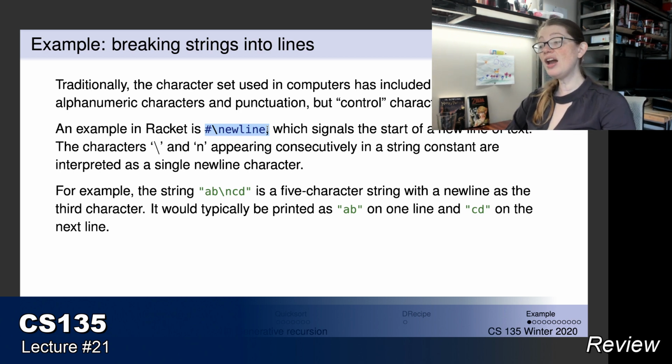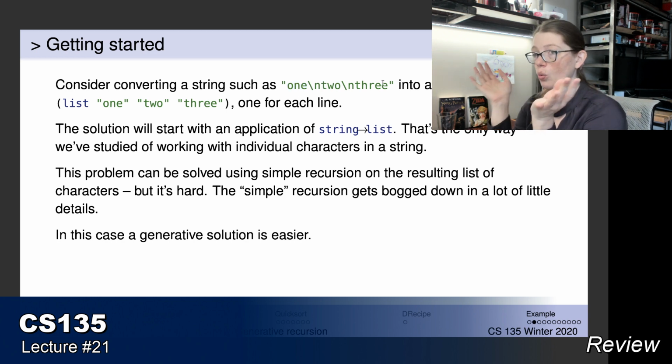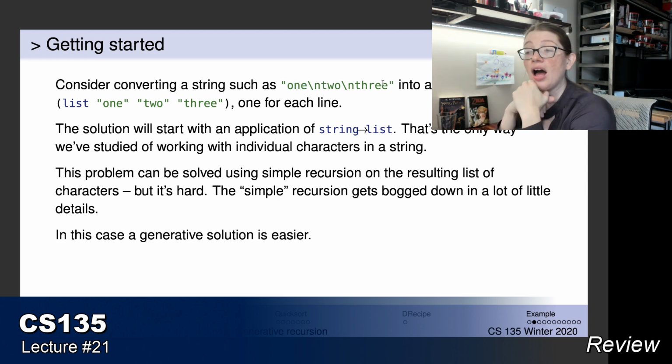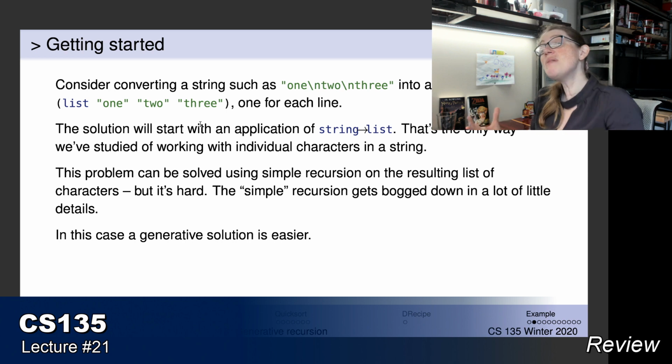So I want to take a body of text and I want to produce a list of text where it's been separated by lines. So for example, we have this one here. We've got 1 new line, 2 new line, 3, and that's all one string. And I want to produce the list 1, 2, 3. So each line is its own string in the list. And I want to remove those new line tokens as well, because maybe I want to do some other processing on this body of text.